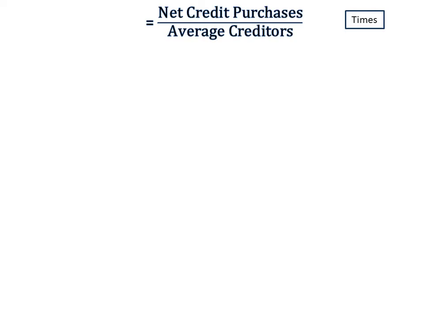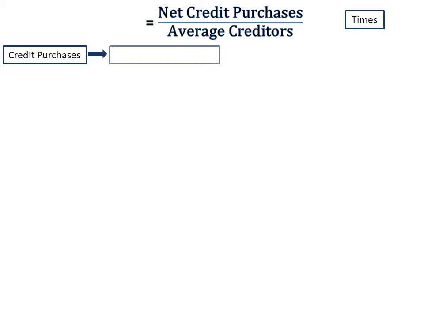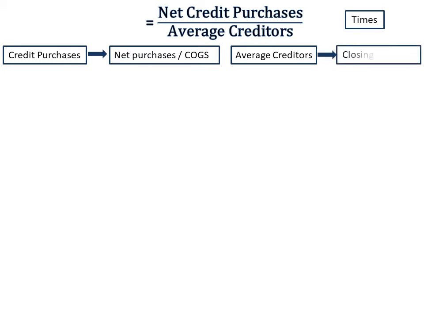Now while calculating this ratio, if credit purchases are not readily available, then we can take net purchases or cost of goods sold in the numerator depending on the information available. And in the absence of opening creditors, instead of average creditors, we can directly take closing creditors in the denominator. Let us now apply this formula with the help of one question.